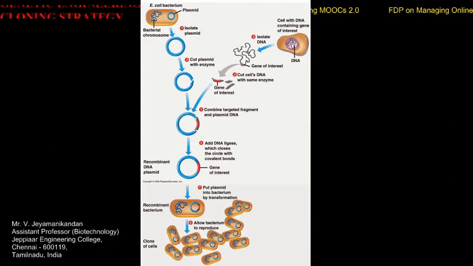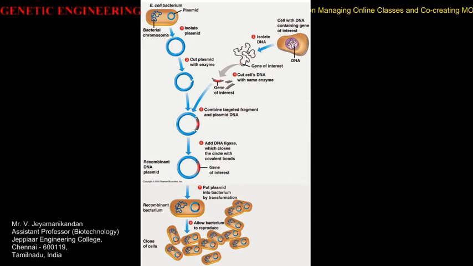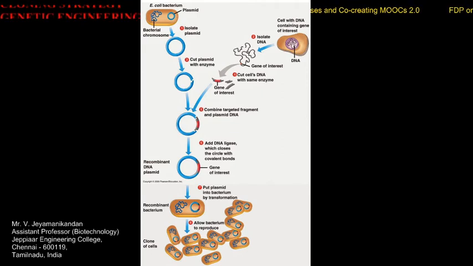What happens if cells have the gene of interest? They cannot produce the active beta galactosidase enzyme, so they will appear as white colonies because of insertional inactivation. These white cells are also transformed cells which have your gene of interest. So you have to select these white colonies, and you can further confirm with a PCR technique. Then you can use them for other purposes.